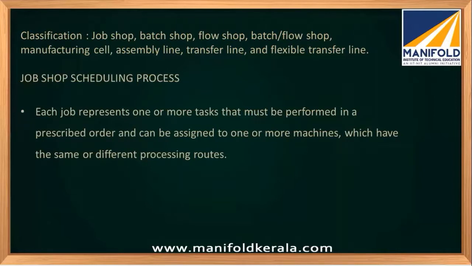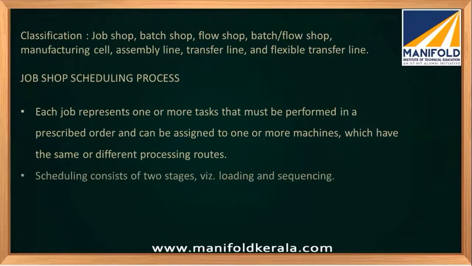A job represents one or more tasks which can be performed in a prescribed order, and can be assigned to one or more machines which have the same or different processing routes. So job means a particular task which can be completed with a particular machine. That's known as a job. So there will be a number of jobs which have to be performed for a product, and there could be a number of machines which are capable of doing that. So that's what is known as a job.